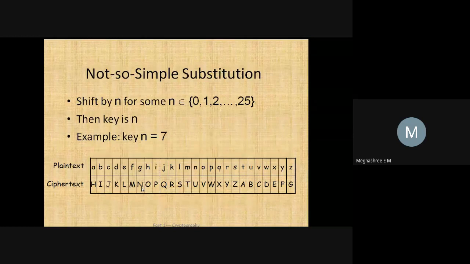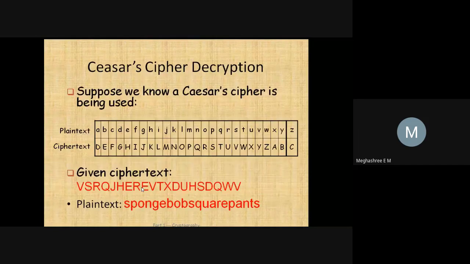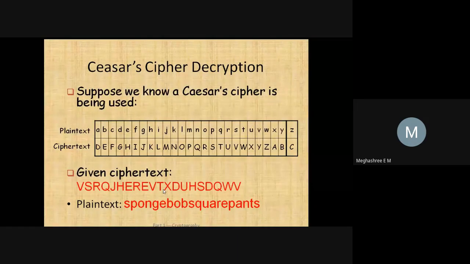Next, we'll move on to the next part. Let me consider this same example. If I say this is the ciphertext given, then the attacker, or the students who are solving the problem, what n value will they apply to find out the plain text for the ciphertext?